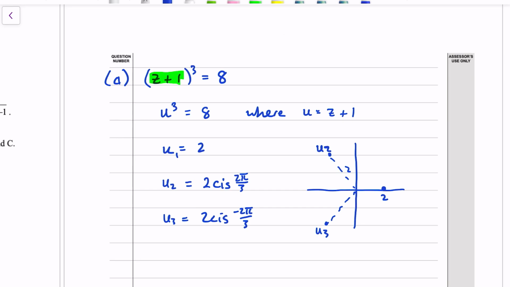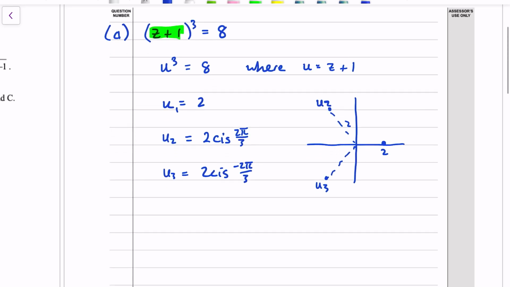Okay, so they're the solutions to the problem for u^3 = 8, but I need to solve the original question, (z + 1)^3 = 8. Well, that's pretty simple. I just need to subtract 1 off all of the u values to get back to the z values. So z1 is going to be 2 minus 1. Cool, 1. Well, that's the obvious solution of that problem, right? 1 plus 1 is 2, 2 cubed is 8.